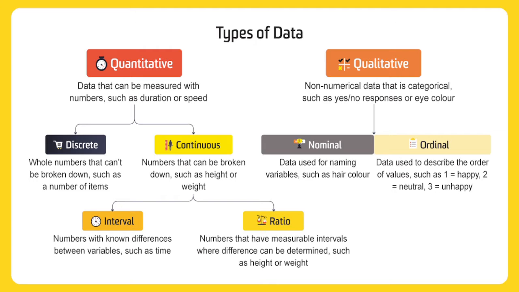In quantitative data, why is it quantitative? Because all the data collected are in the form of numerals or numerics or numbers. As you have seen, data that can be measured with numbers, such as duration or speed or height or weight, all those things which can be represented with the help of numerics. This is quantitative data.